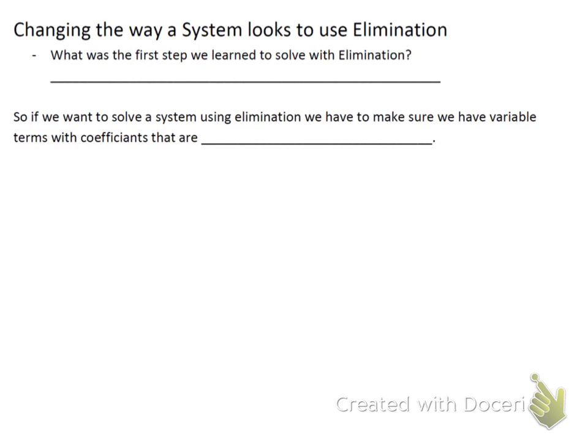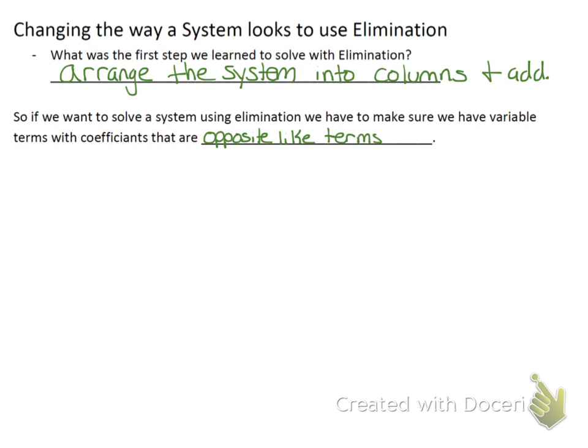As you can hopefully recall from the previous lesson, the first step we learned to solve by elimination was to arrange the system into columns and then add. So if we want to solve a system using elimination, we have to make sure that we have variable terms with coefficients that are opposite-like terms. Now, what do I mean by opposite-like terms? An example of this would be positive 3 and -3. They are the same number, but they have opposite signs. Or -7 and +7, same number, opposite signs.